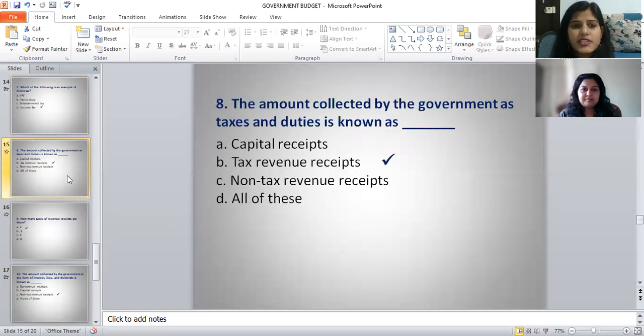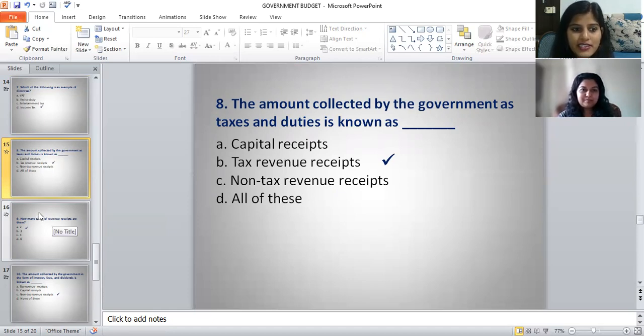Okay, the next question is: the amount collected by the government as taxes and duties is known as dash. A, capital receipt. Tax revenue receipts, ma'am, because it is the taxes that are collected. Yes, very good. So directly we are collecting the taxes, so this is the tax revenue, not the non-tax revenue. And capital receipts it cannot be, because capital receipts either create a liability or reduce our assets. Yes, correct.